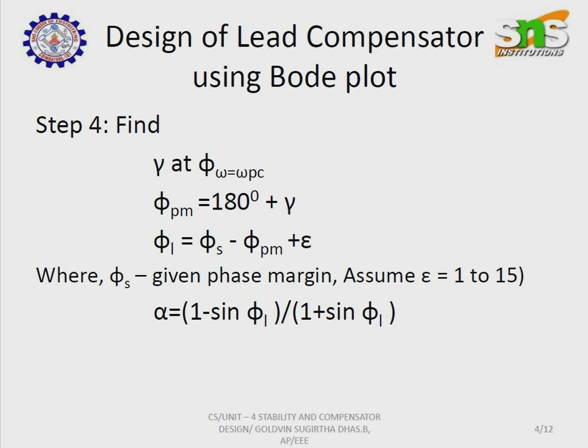plus epsilon. So phi s will be given in the problem, and assume the value of epsilon between 1 to 50. The phi pm relation is given as phi pm is equal to 180 degree plus gamma. From that we will be able to find phi l. So the next step is we have to find the alpha value, which is given by 1 minus sine phi l divided by 1 plus sine phi l.